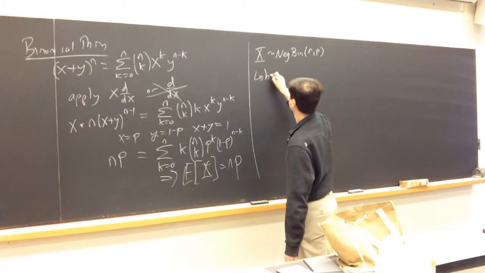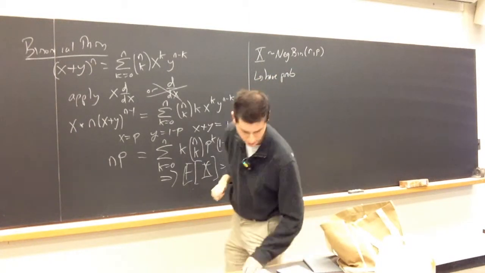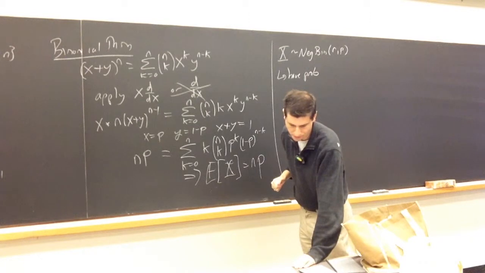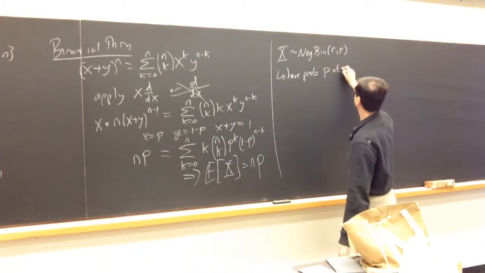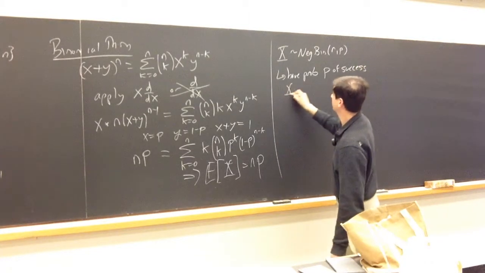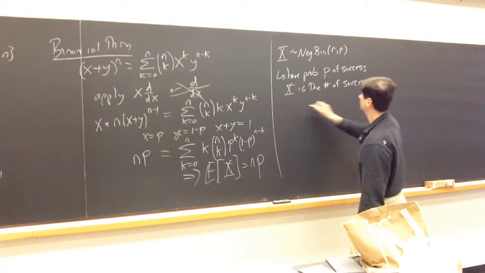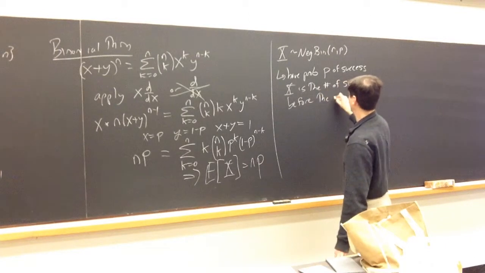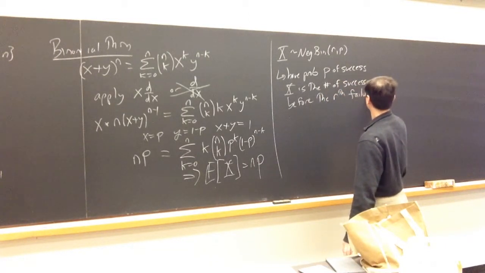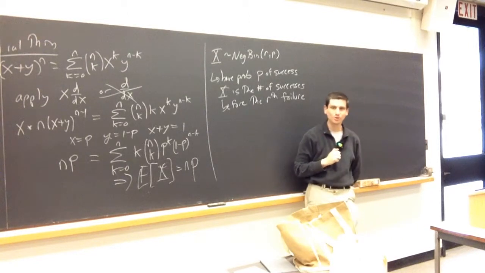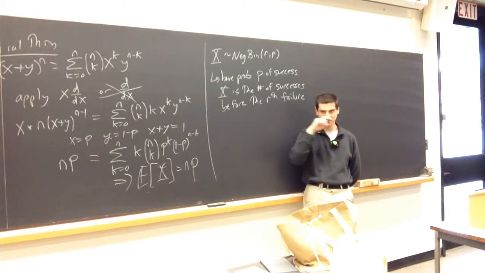with parameters r and p, so let me make sure I do this right. We have probability p of success. X is the number of successes before the rth failure. So we'll see if this is actually a generalization of the binomial or if it maybe is something else. The name seems to be implying the binomial.